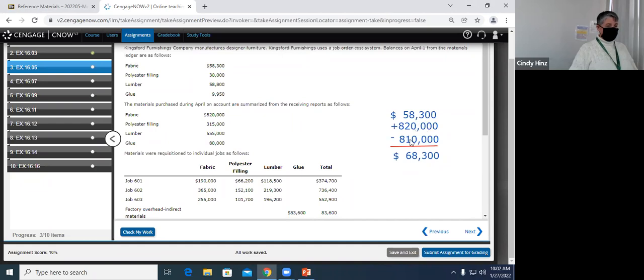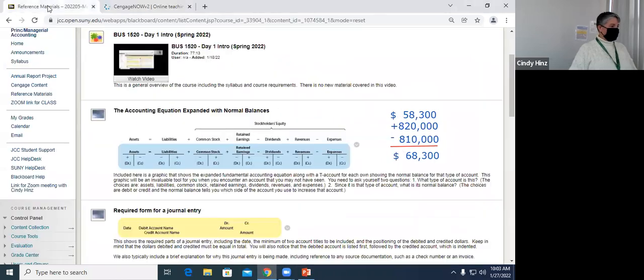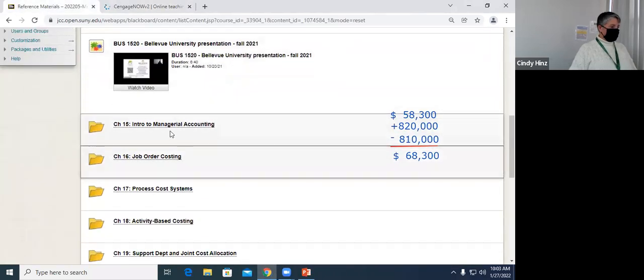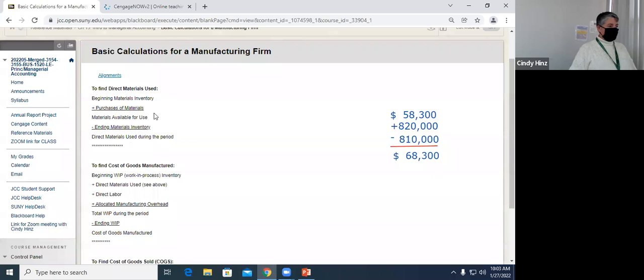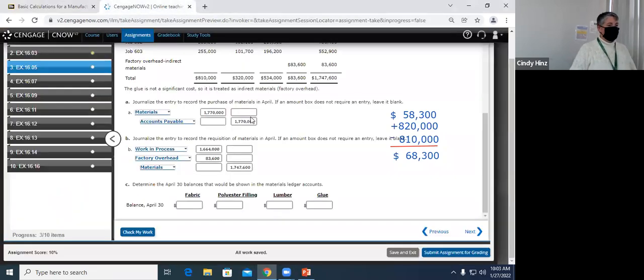So beginning balance plus purchases minus use equals ending balance. Again, if we look in the chapter 15 folder at those basic calculations, we've got that calculation right here. So you always have that there to use as reference. If you find yourself going back to that folder over and over again to remind yourself, you may want to consider just printing that little page or copying it onto your notebook or wherever you might keep notes. But it's always there in Blackboard for you if you need it for reference.